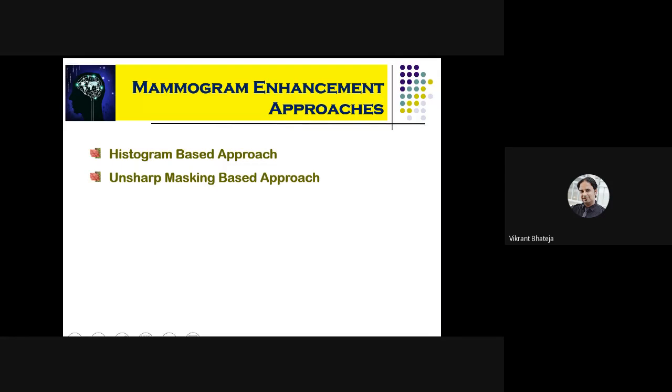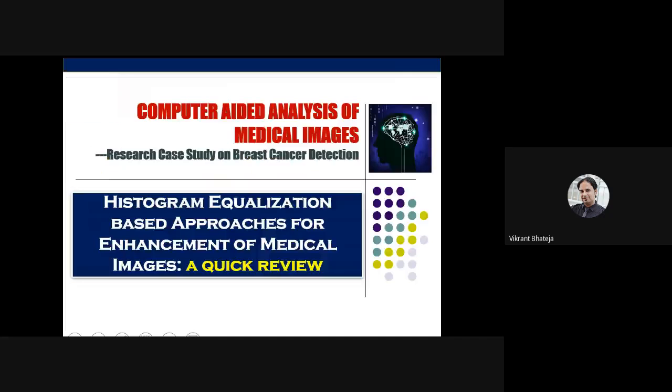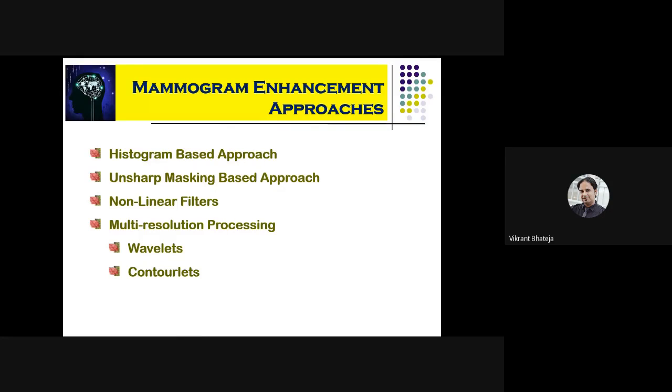So now there are different types of mammographic enhancement approaches which are related to your simple image processing approaches. Say, they are your histogram based approaches, unsharp masking approaches, non-linear filters, or you have multi-resolution processing where you have wavelets and contourlets. Each of them is a kind of a separate case study, if it is applicable to mammograms or any set of medical images, right?